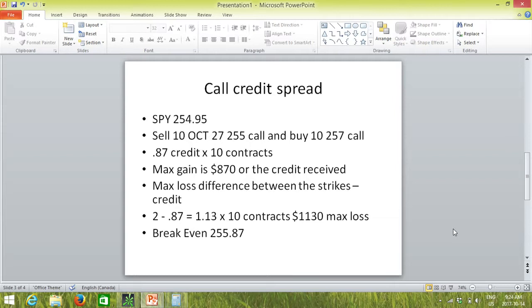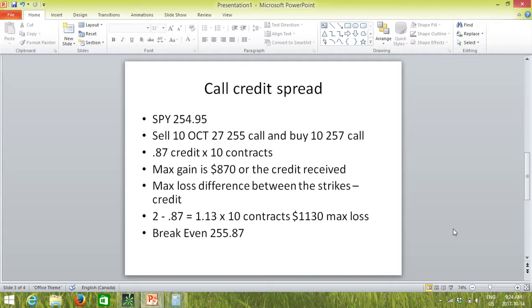options chain. So if we sell 10 contracts of the 255 call for our call credit spread, and buy 10 contracts of the 257 call, you're going to get a credit of 87 cents. Times that by 10 contracts, that's $870. That is the credit you're going to receive.